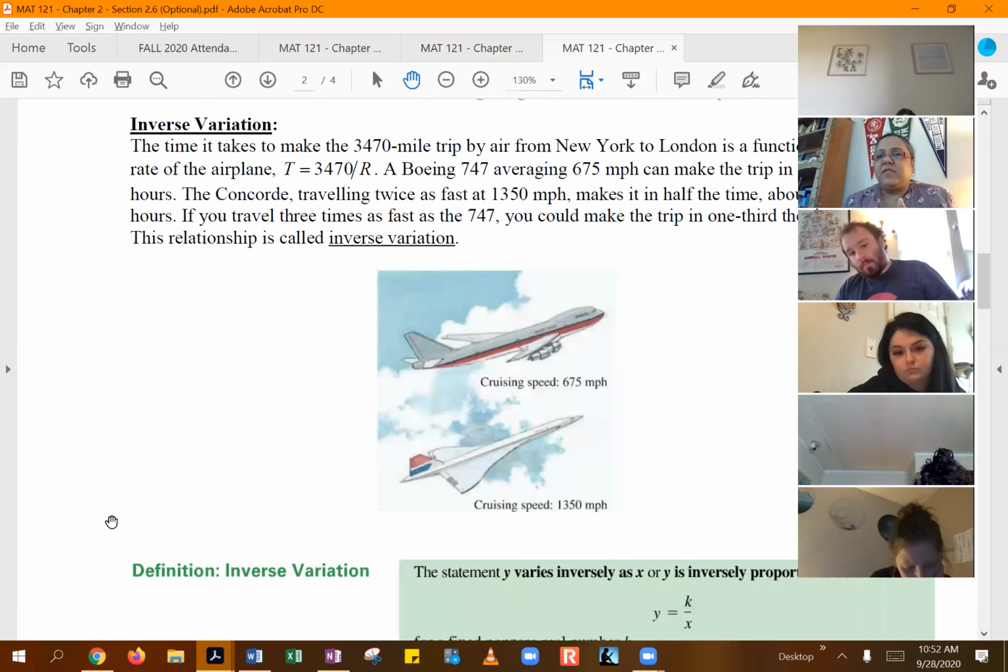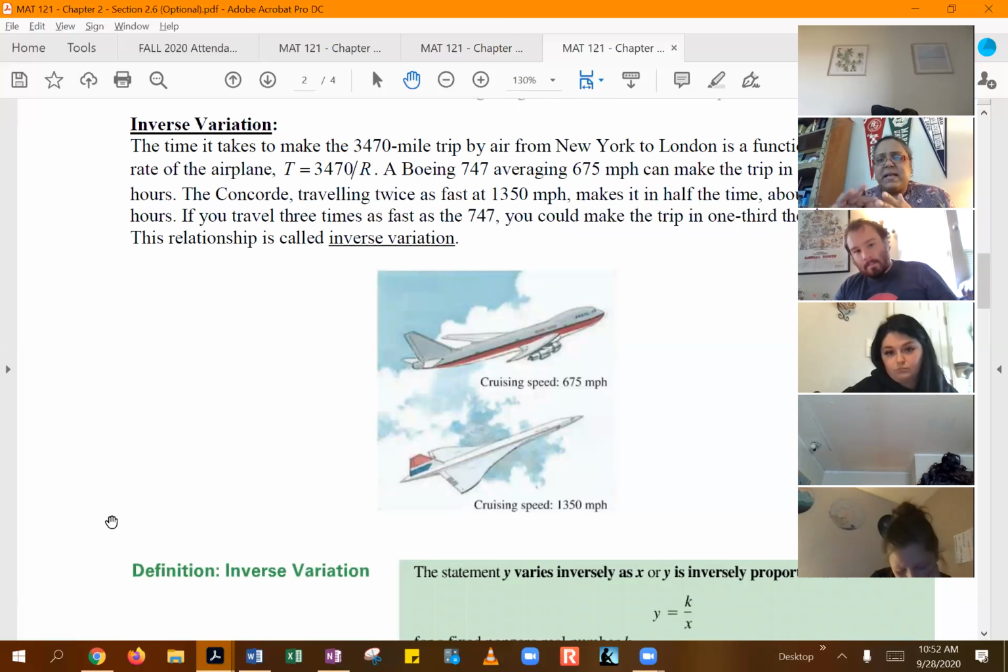But then we have inverse variation, and as the name suggests, with inverse variation, if one quantity is getting bigger, the other one's actually getting smaller. So you can see we're talking about the Concorde versus a Boeing 747 airplane over here. The Concorde would fly at a faster speed than Boeing did, though they have decommissioned Concordes now. Those planes are not being used anymore.